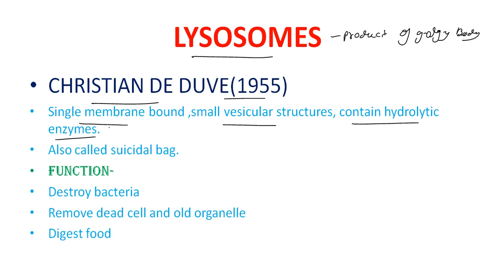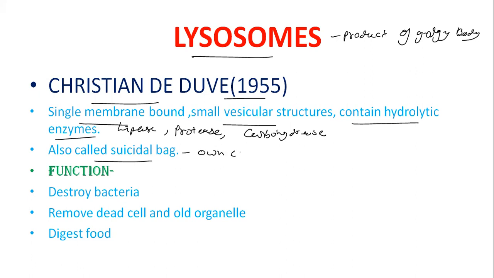Hydrolytic enzymes are digestive enzymes like lipase, protease, which digests protein, and carbohydrase, which digests carbohydrate. It is also called the suicidal bag. Why? Because the lysosome secretes enzymes and sometimes digests its own cell. That's why it is called the suicidal bag.